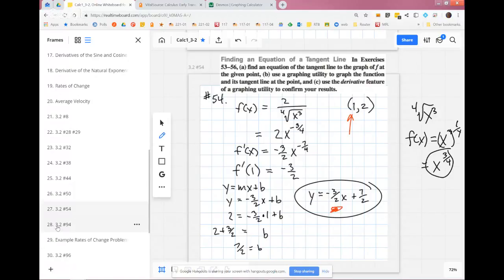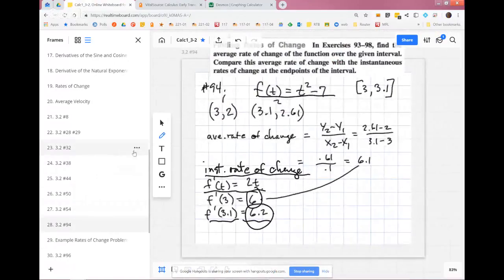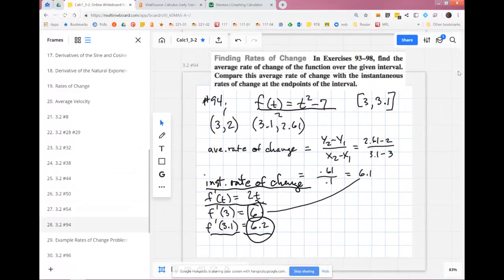Okay, let's go to number 94. Yeah, so here we go with rate of change again. I'm glad we have a second one of these. It says find the average rate of change for part 1. Compare this average rate of change with the instantaneous rates of change at the endpoints.